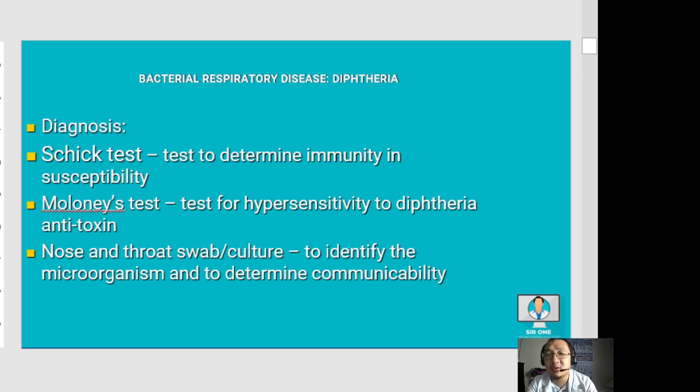Diagnosis: there are two commonly referred tests, the Schick's test and the Maloney's test. Schick test is a test to determine immunity or susceptibility, and Maloney's is a test for hypersensitivity to diphtheria antitoxin. What is definitive here is the nose and throat culture or swab. This is to identify the microorganism and to determine the communicability of the disease.